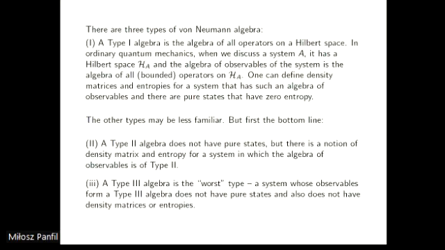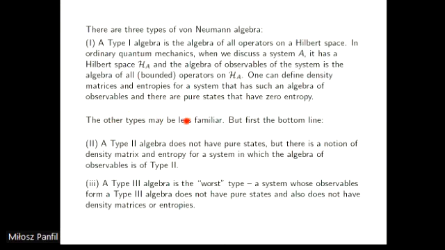Well, we're going to need to know just a little bit about von Neumann algebras. There are three types. A type 1 algebra is the algebra of all operators on a Hilbert space. In ordinary quantum mechanics, when we discuss a system A, it has a Hilbert space H_A, and the algebra of observables is the algebra of all bounded operators on H_A. One can define density matrices and entropies for a system that has such an algebra, and there are pure states that have zero entropy. So that's the situation we usually assume in quantum mechanics.